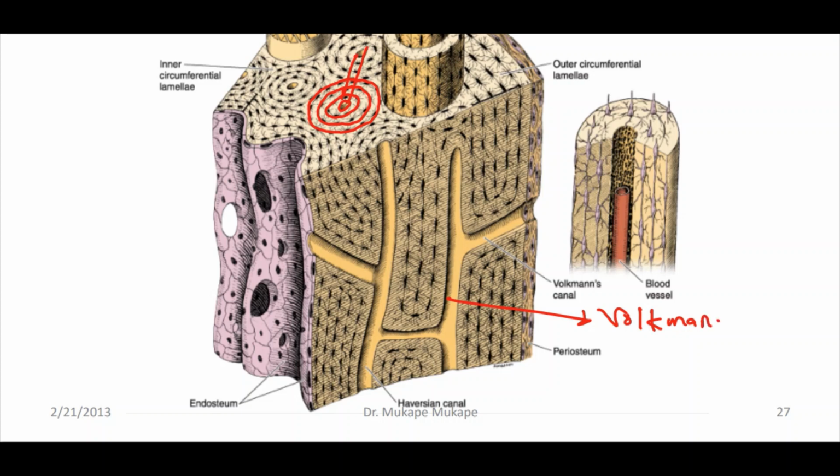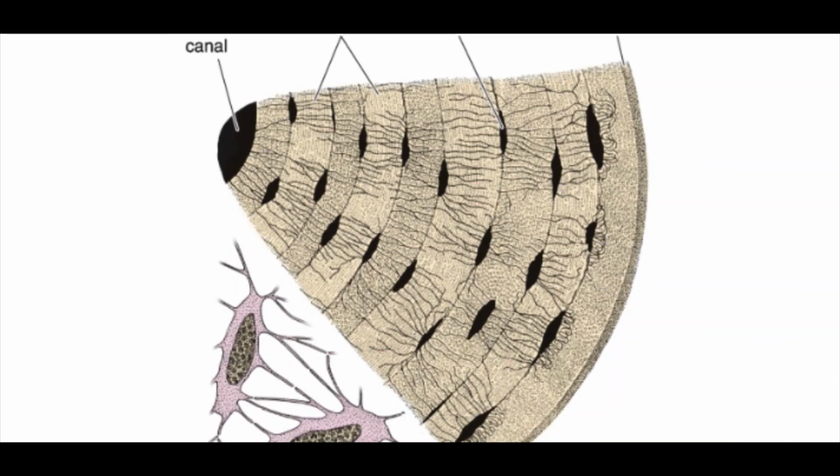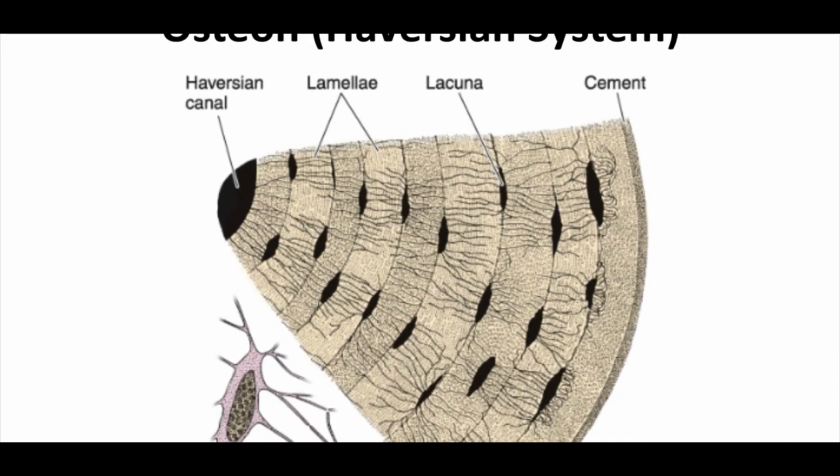Volkmann's canal. The Volkmann's canal will connect two central canals of the osteons, or it will connect the central canal of the osteons to the periosteal layer, or to the bone marrow cavity. That is the function of the Volkmann's canal. Okay, so that is how it is arranged.